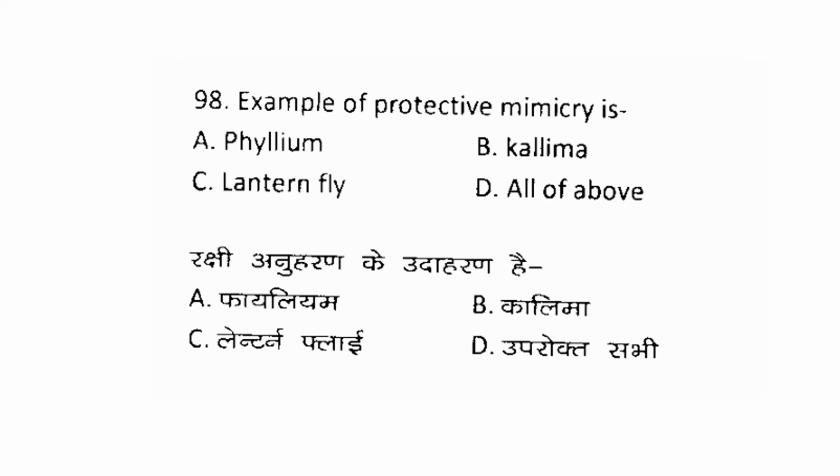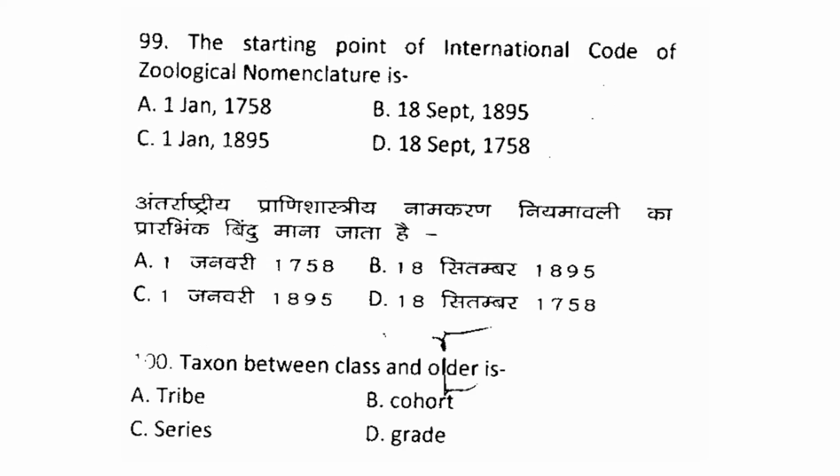Next, an example of protective mimicry is: phylum, lanternfly, Callium, or all the above. Callium, so the answer is B. The starting point of the International Code of Zoological Nomenclature is: among these, one has to start somewhere. So it was decided to start on the 1st of January 1758.